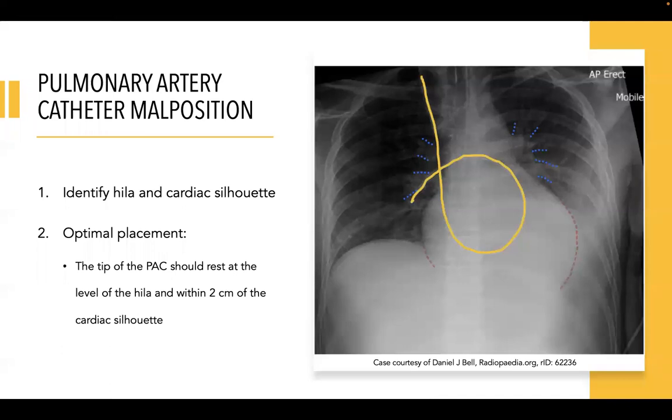The hila are depicted in blue. Next, identify the cardiac silhouette, outlined in red. The pulmonary artery catheter is depicted in yellow.